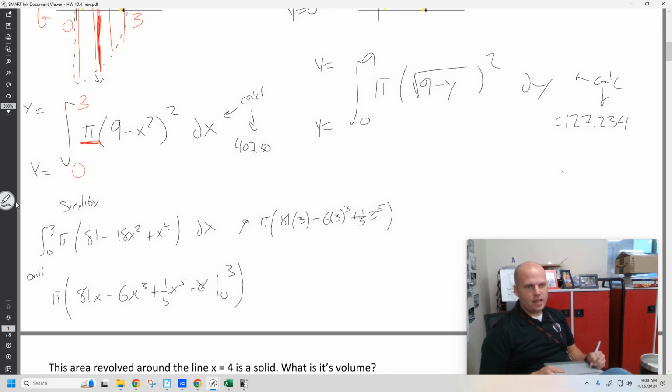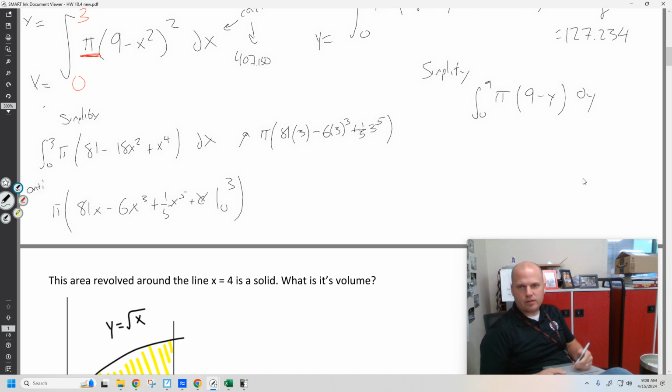Okay, and then if we were to do this one without a calculator, simplify is easy to do. You get 0 to 9 of pi. This just becomes 9 minus y. It's very easy to do. We take the antiderivative. I get the pi, which we don't take the antiderivative of. The pi can be left out. Constants you don't have to worry about.